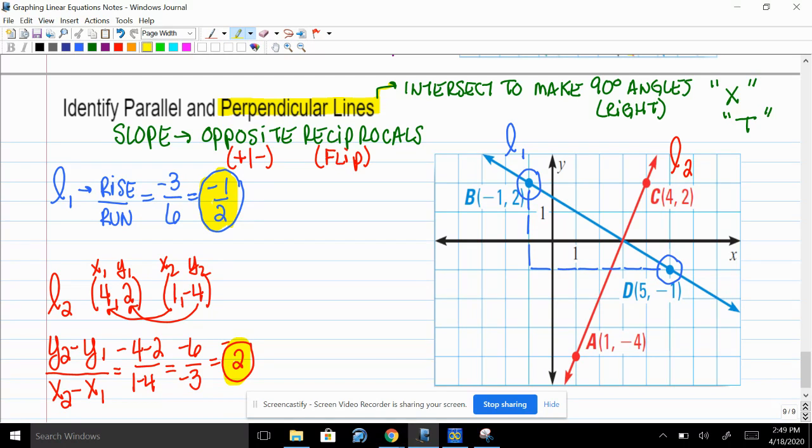Now, are they opposite reciprocals? The answer is yes. Okay, first off, they are opposites. The top one there is a positive. The bottom one is a negative. So anytime you have a positive negative combination, that's good. And 1/2 is the flipped over version of 2, which would be 2/1. Okay, so you have one slope being -1/2. You have the other slope being positive 2/1. They're opposites. Okay, positive negative combination, and they are the flipped version of each other.